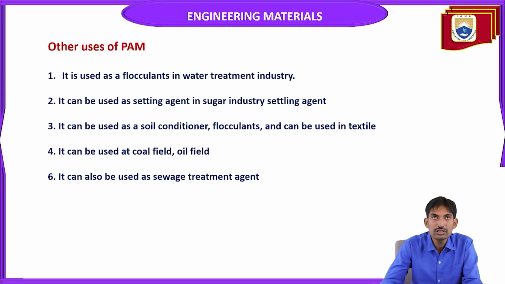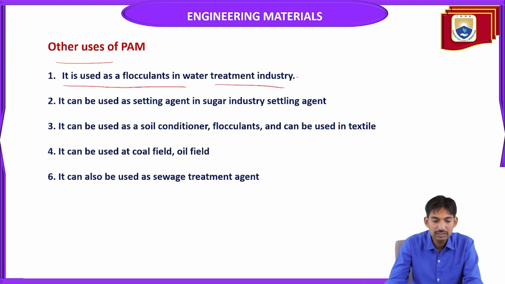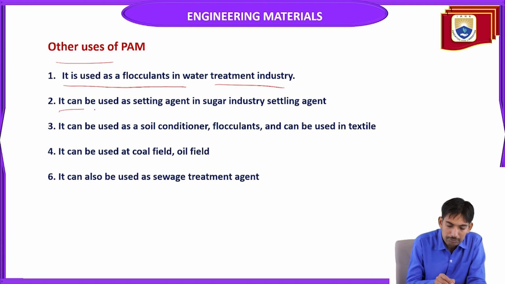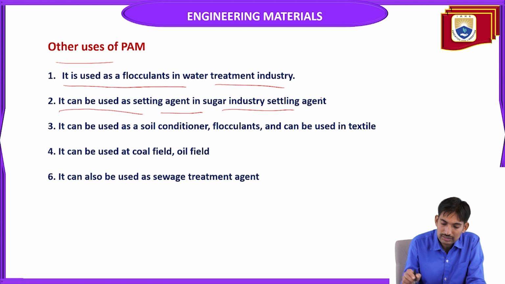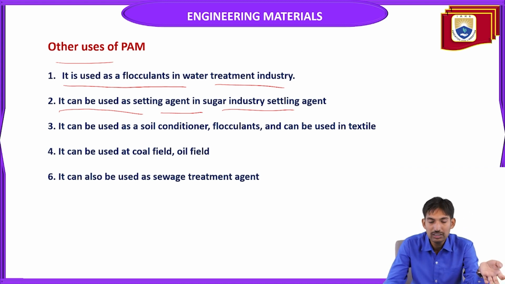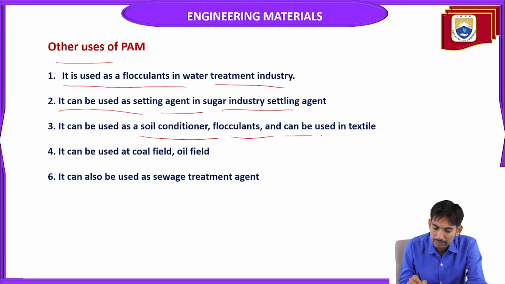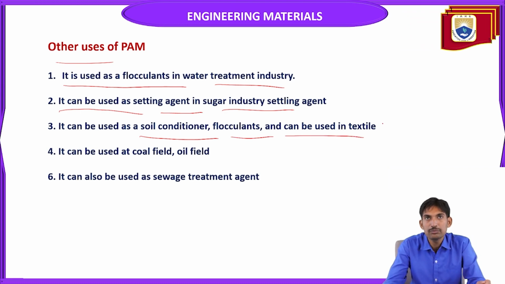The other uses of polyacrylamide. It is used as a flocculant in the water treatment industry. It can be used as a settling agent in the sugar industry. It can be used as a soil conditioner and flocculant, and it can be used in the textile industry.